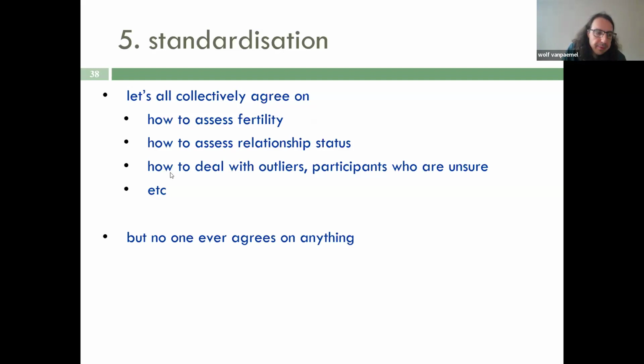All right, and a final way of dealing with these researcher degrees of freedom, which might pop up in your head after my explanation here, would be standardization. So just say, let's collectively agree exactly how to assess fertility, how to assess relationship status, how to deal with outliers, what to do with participants who are unsure, and so on. That would definitely work. It takes away the researcher degrees of freedom, but on the other hand, it would never work, I think, because no one ever agrees on anything. So I don't think standardization is really the way to go to solve this issue.